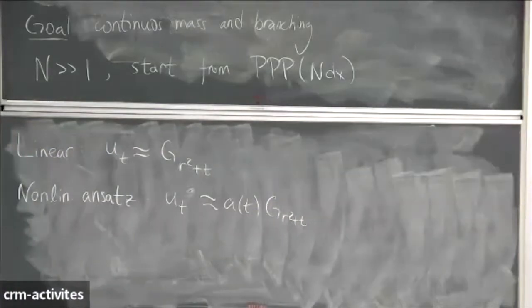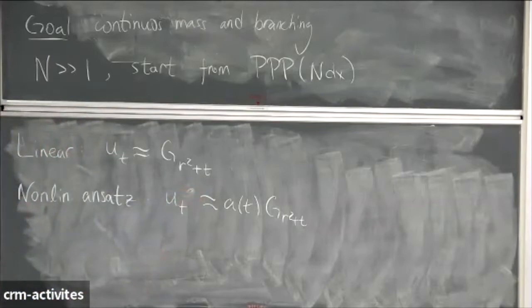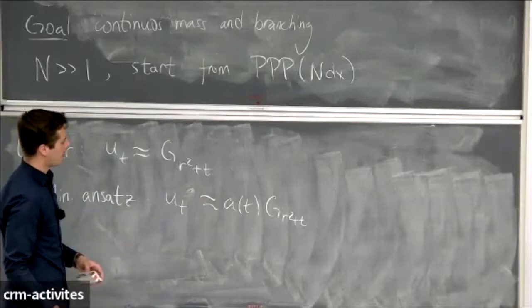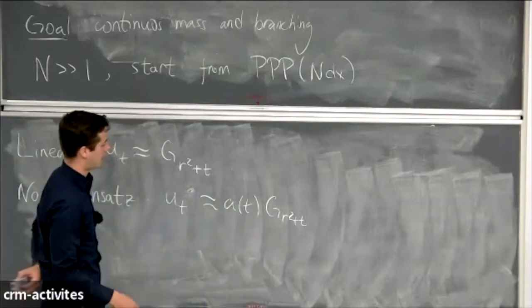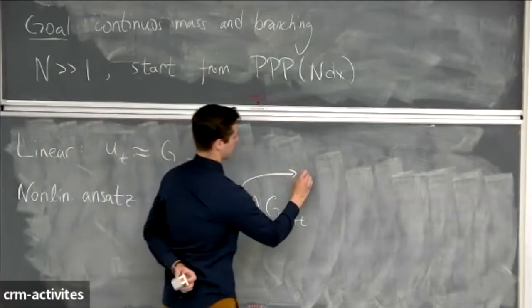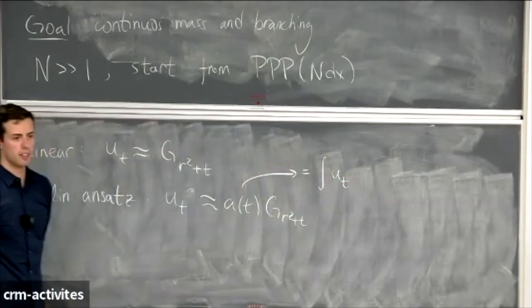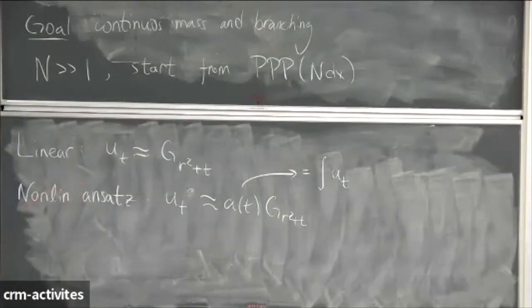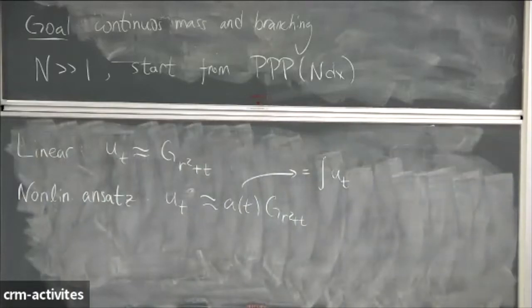So A will start off from 1 and then will decrease. I'm being very loose with what I mean by this approximation symbol, but for everything relevant here, it's good enough. And the thing I want to point out is that if I integrate both sides in space, well, I've normalized my Gaussian to have total mass 1. And so this multiplicative constant is equal to the mass of u_t, which is ultimately what we want. So the real fun is to understand the evolution of this constant under this nonlinear heat equation.